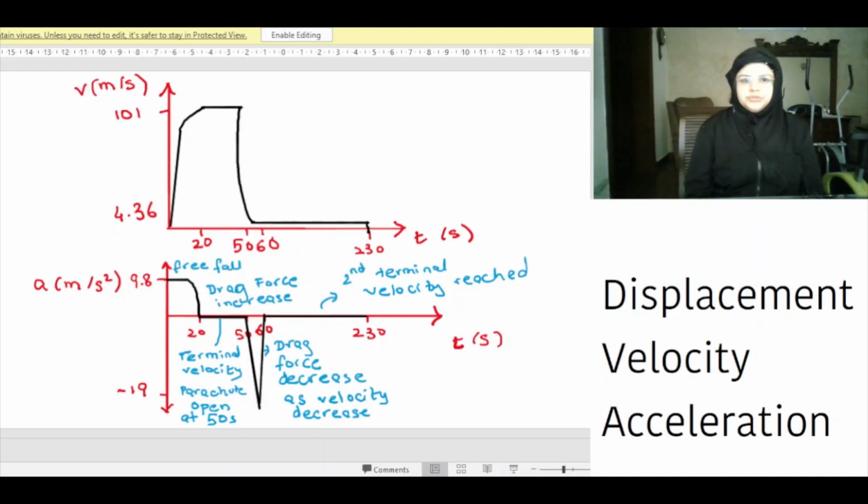When the parachute is open, the velocity decreases greatly, drag force increases greatly, which causes a negative acceleration of minus 19 meter per second square. Since the velocity decreases, the drag force also decreases since drag force is proportional to velocity square. Again, a point is reached when the terminal velocity is reached, that is the second terminal velocity. In this case, drag force is equal to the gravitational force. Since velocity is constant, the slope of the velocity time graph is 0, which means that the acceleration is 0.